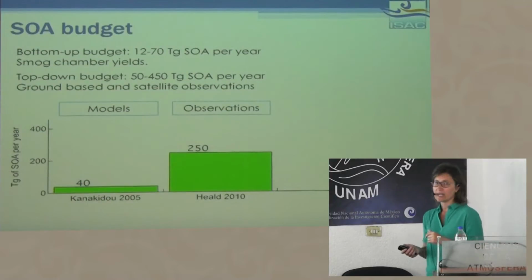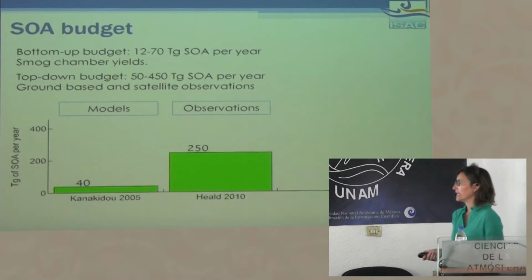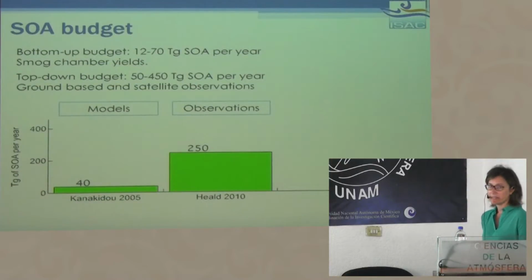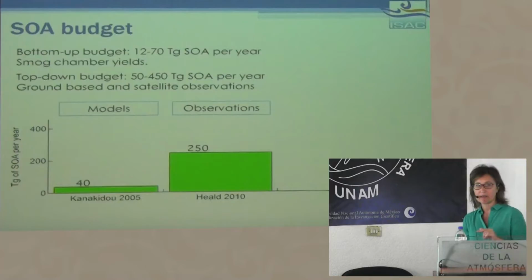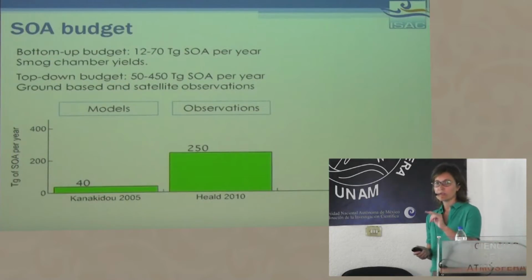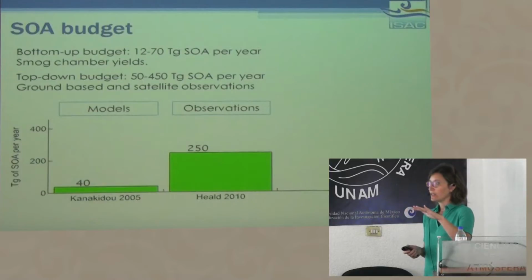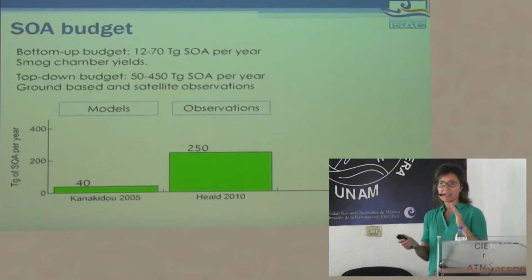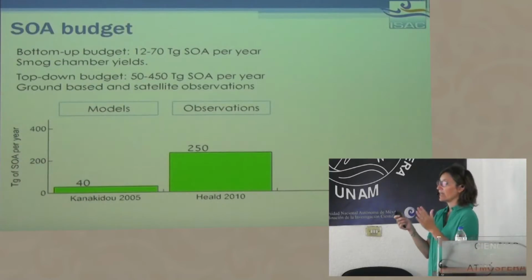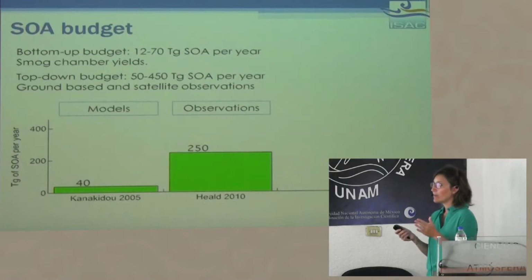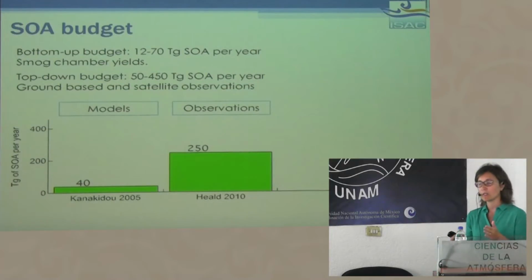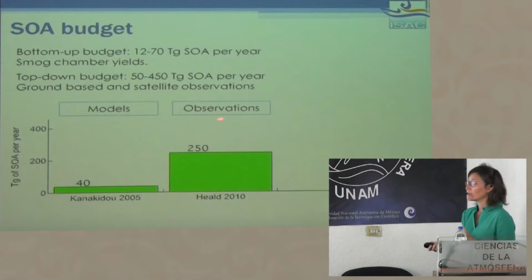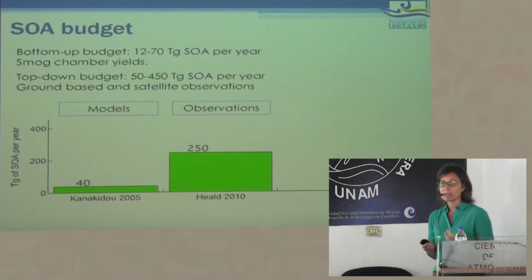Then later, Hallquist et al. 2009 tried to estimate the global budget for secondary organic aerosol, now using observations: observations of secondary organic aerosol in the troposphere, at the ground, but also using satellite images. What's interesting is that they reached similar results, and they concluded that the global budget of secondary organic aerosol should actually range around 250 teragrams per year, which means that there is a large discrepancy between what observations are reporting and what models are actually able to predict.